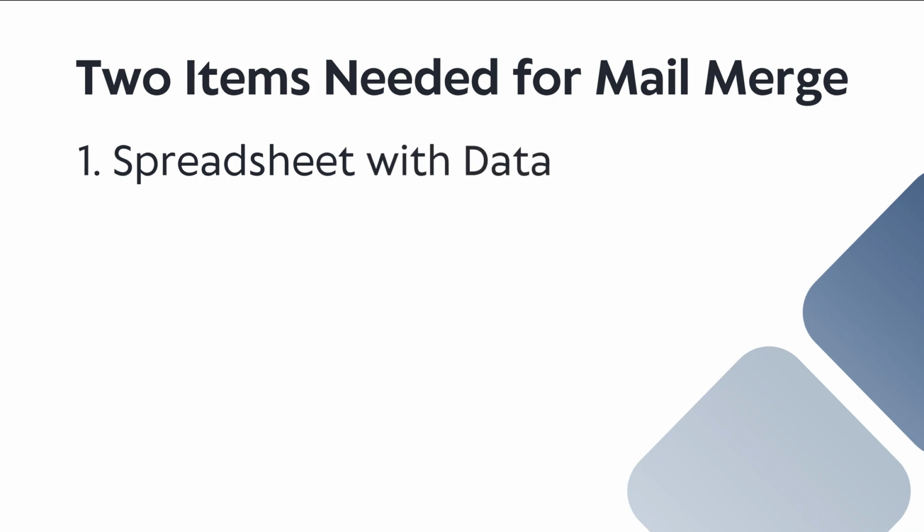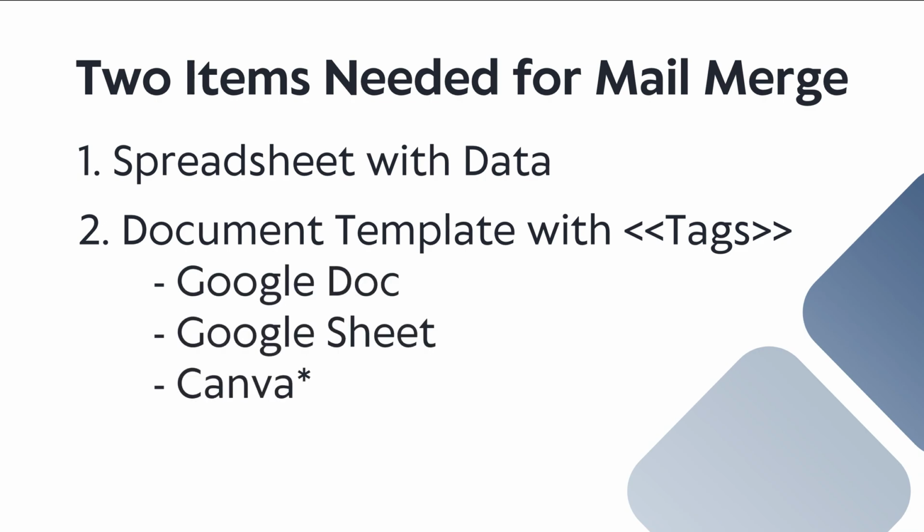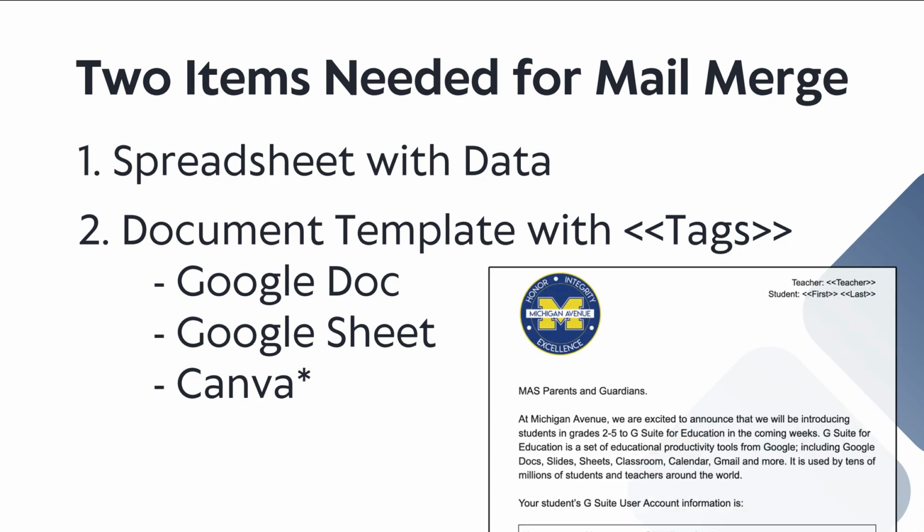Now, to perform a mail merge, you really need 2 items. First of all, you have to have the spreadsheet that I'm talking about that has all the data you're thinking of. Second, you need a document template with tags. And when I say tags, that's the greater than, less than you see there. Now, I want to say the tags you really only need in Google Docs and Google Sheets. Canva works a little bit differently.